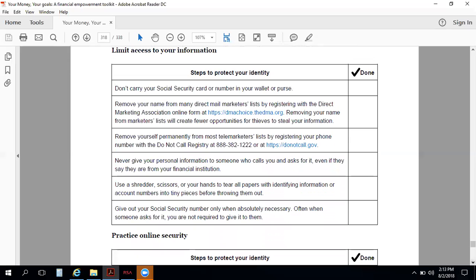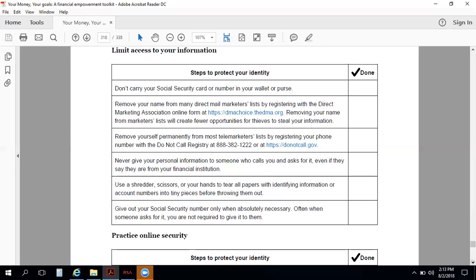Don't give out personal information to someone who calls and asks for it, even if they say they are from a financial institution. Again, going back to that IRS example where they were calling senior citizens and saying, this is the IRS, give us your information, give us your social security number so we can put you on a payment plan. They're never going to ask for that information because they already have it.